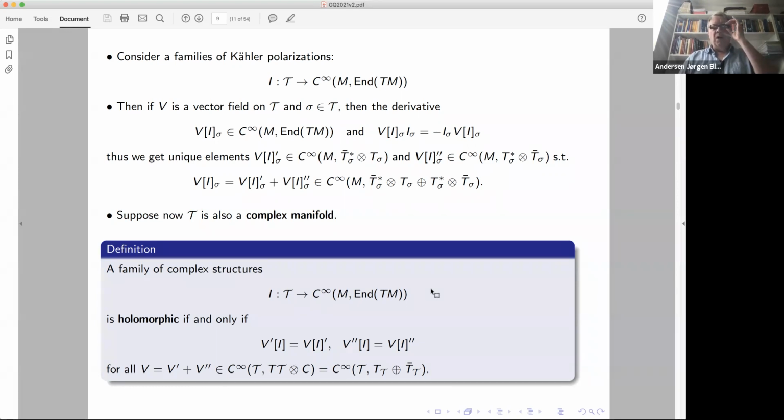And in fact, you can remark that if you take the entire family of Kähler structures on a symplectic manifold, then that space admits a complex structure. And that family parameterizing itself is actually a holomorphic family in this sense.